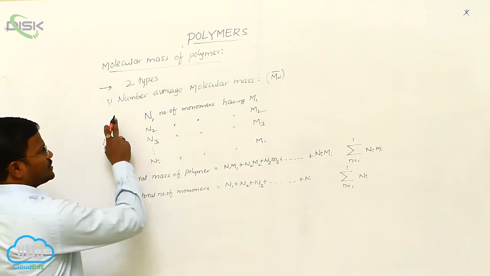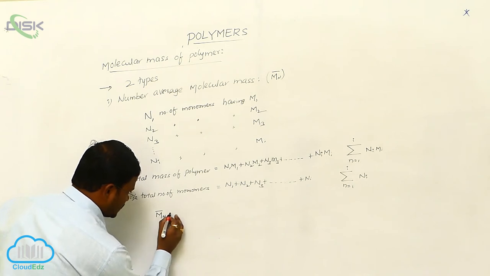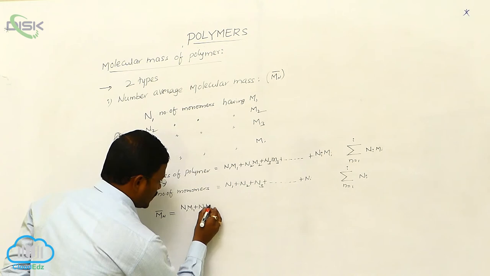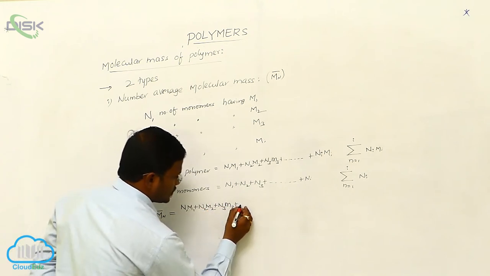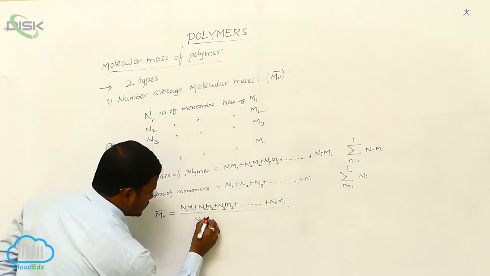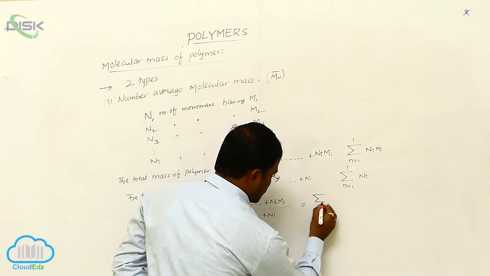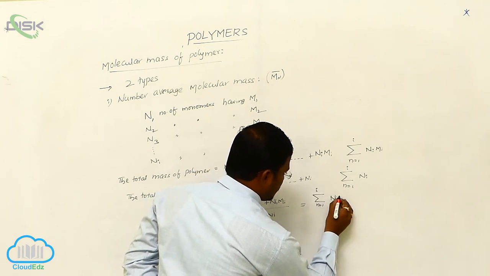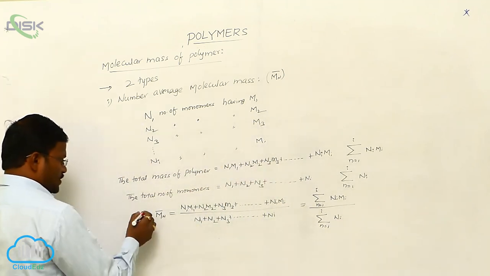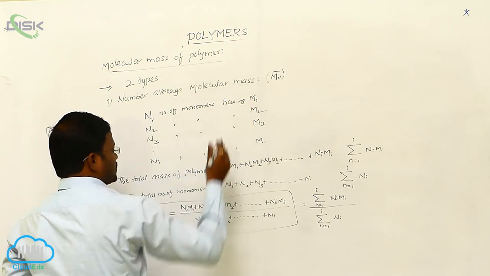Number average molecular mass is denoted with M bar n, where M bar n, or M bar subscript n, is equal to, that is number average molecular mass is equal to n1 m1 plus n2 m2 plus n3 m3 plus continuously up to ni mi, divided by n1 plus n2 plus n3 plus up to ni. That we can write as summation of ni mi divided by summation of ni. So this is the equation used to derive number average molecular mass of given polymer.